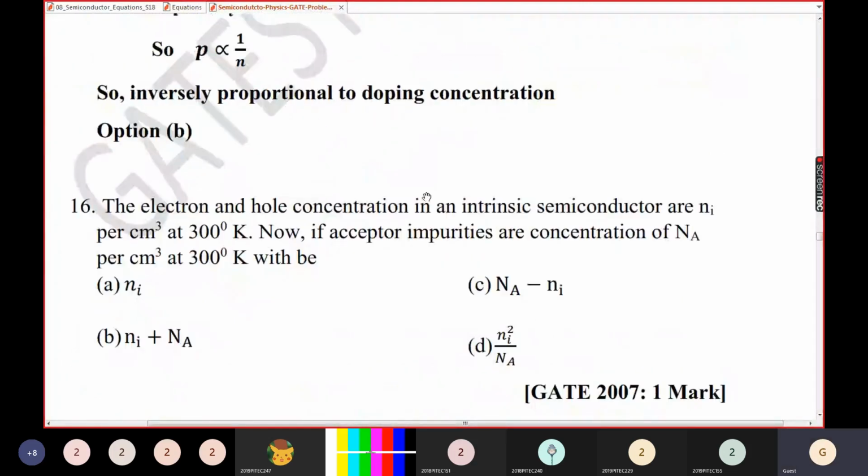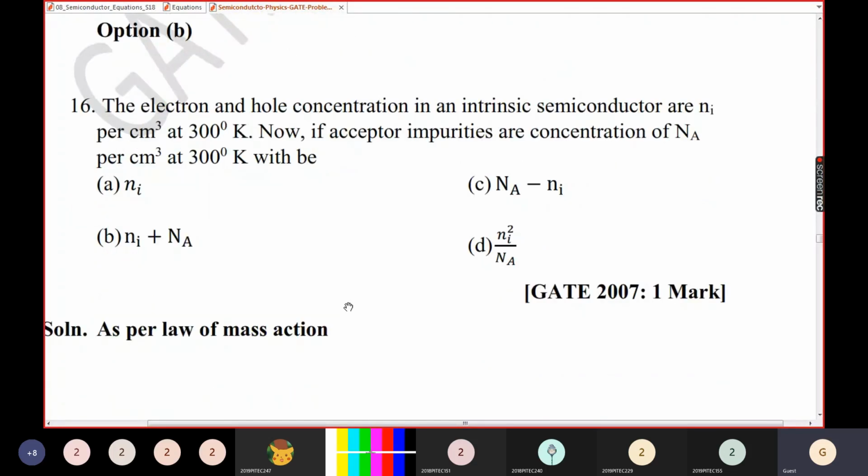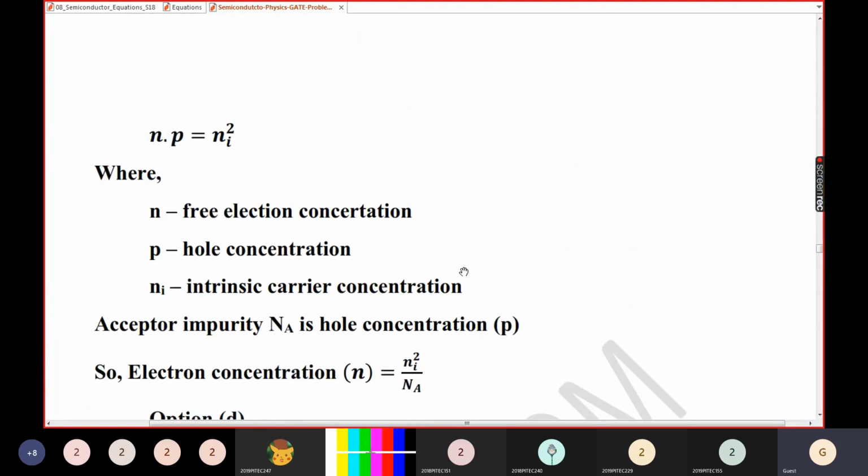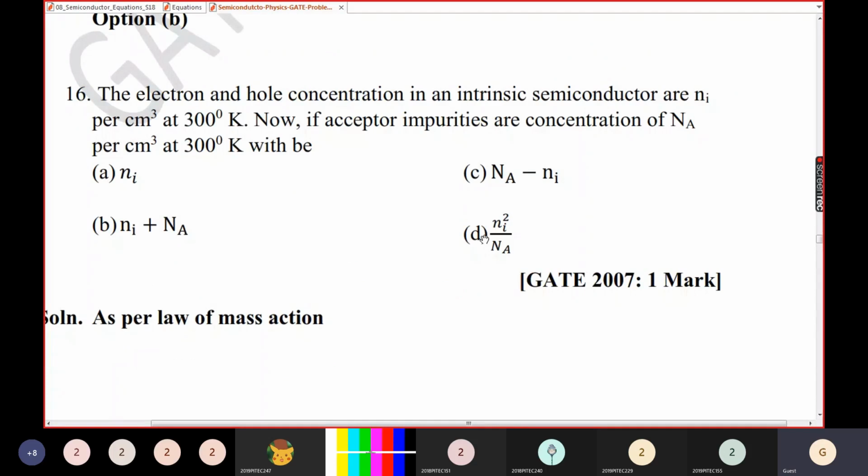The electron and hole concentration in an intrinsic semiconductor are ni per centimeter cube at 300 degree Kelvin. Now, if acceptor impurities of concentration Na per centimeter cube are added at 300 degree Kelvin, in the presence of impurities, what will be the value of the electron concentration? That's what they are asking. It is also a direct substitution: ni square divided by Na, so automatically the electron concentration will be obtained. That is the direct formula which is applied here.